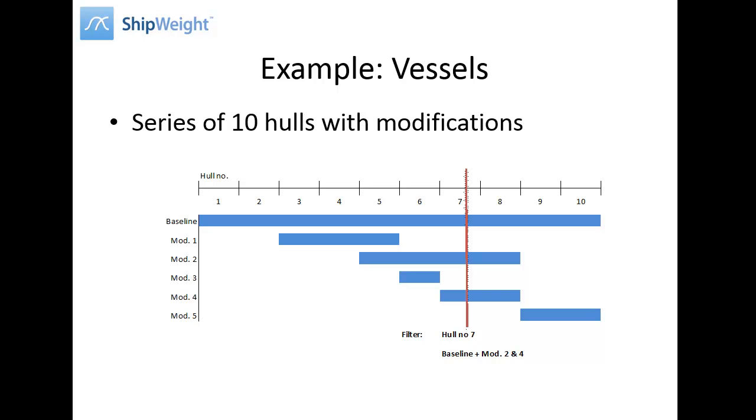To show a couple of examples for vessels, a series of 10 hulls with modifications, we can define the timeline as hull number from 1 to 10, and then define a baseline phase for all items included in all vessels, and then define some modification changes and also define to which vessels these modification changes apply. And then we slice through the chart to find the weight and CG for a particular hull. Like in this example, hull number 7 is made up by the baseline and modification 2 and 4.